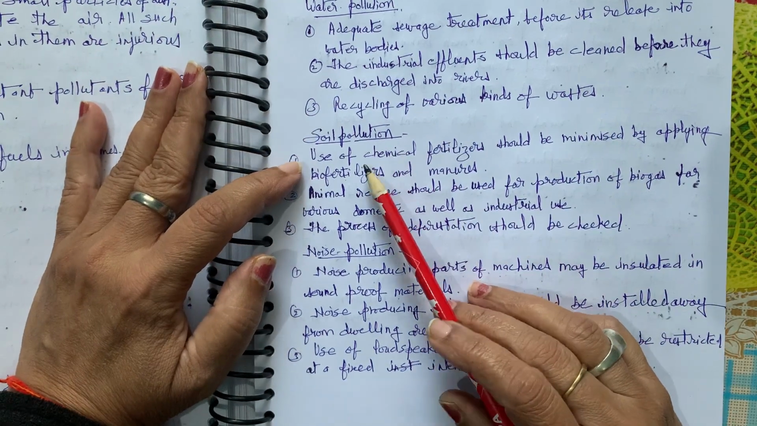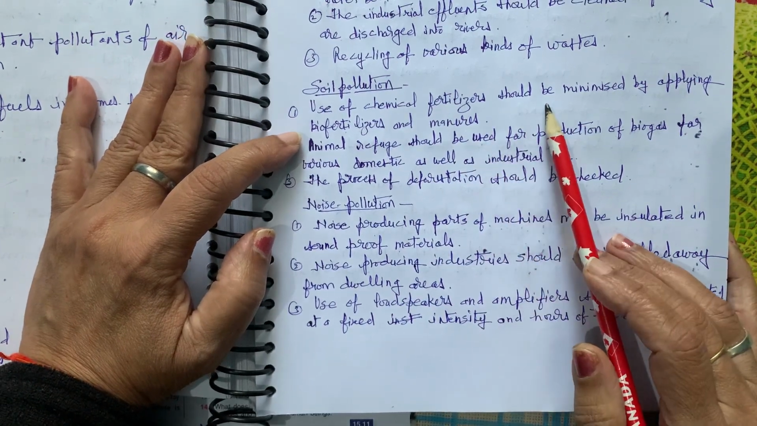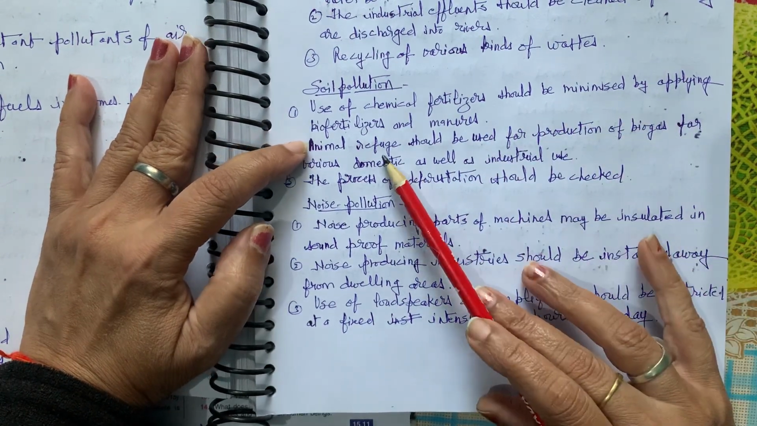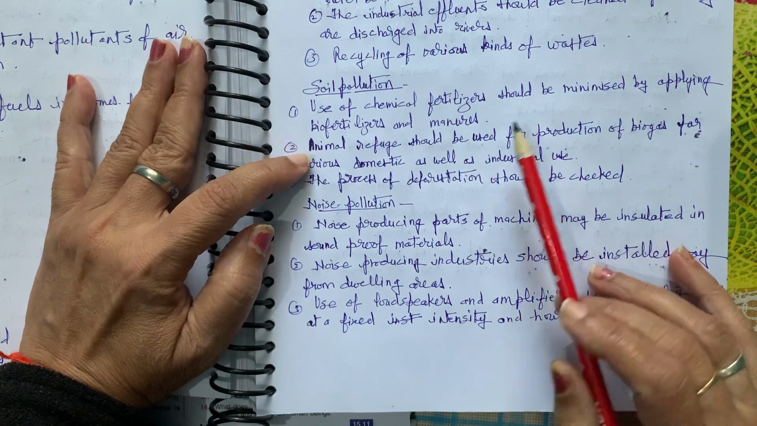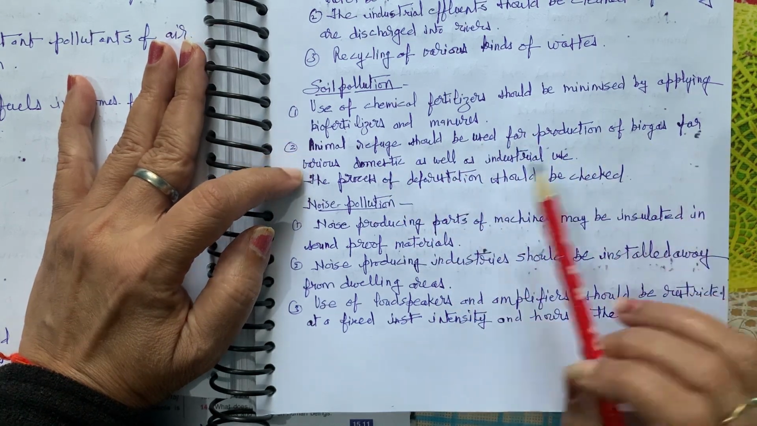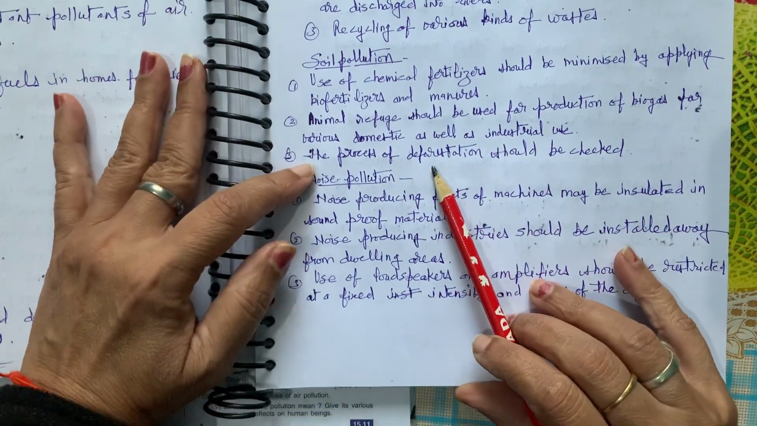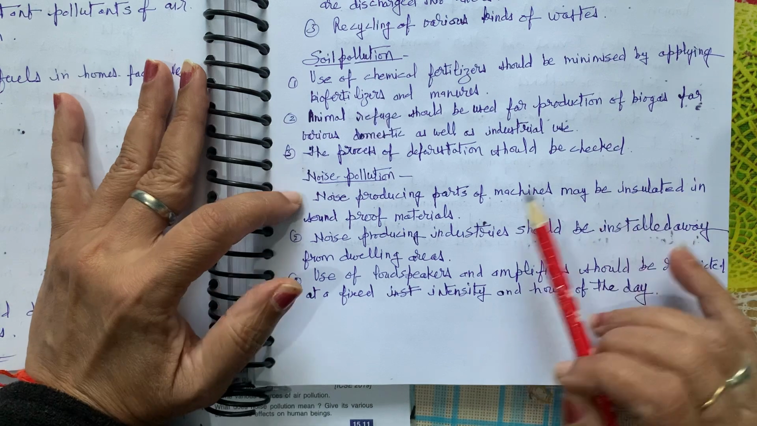How will we check soil pollution? Use of chemical fertilizers should be minimized by applying biofertilizers and manures. Animal refuse should be used for production of biogas for various domestic as well as industrial use. The process of deforestation should be checked.